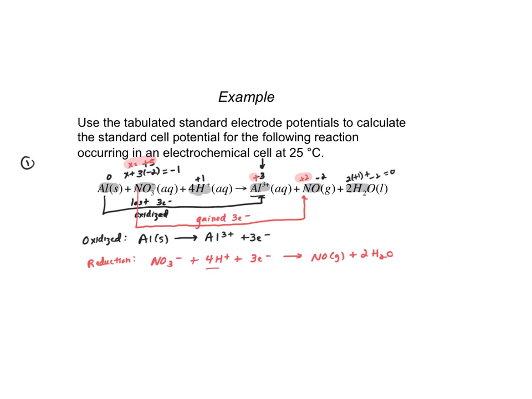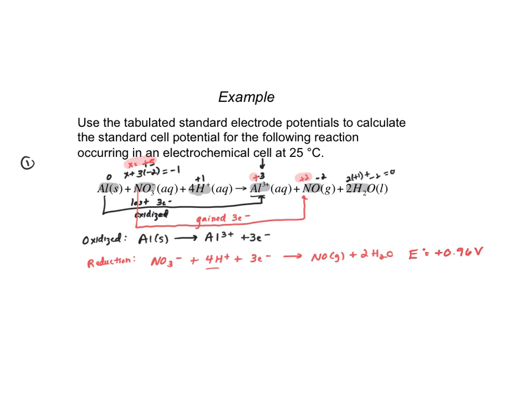Okay, so now we have written out our 2 half reactions. Now our job is to go into that table and find these particular half reactions, okay? So for the reduction one, you will find, listed in that table, nitrate plus 4 protons plus 3 electrons going to make NO and 2 waters. And you look it up, you'll find it. That half reaction has a potential of a positive 0.96 volts, okay?